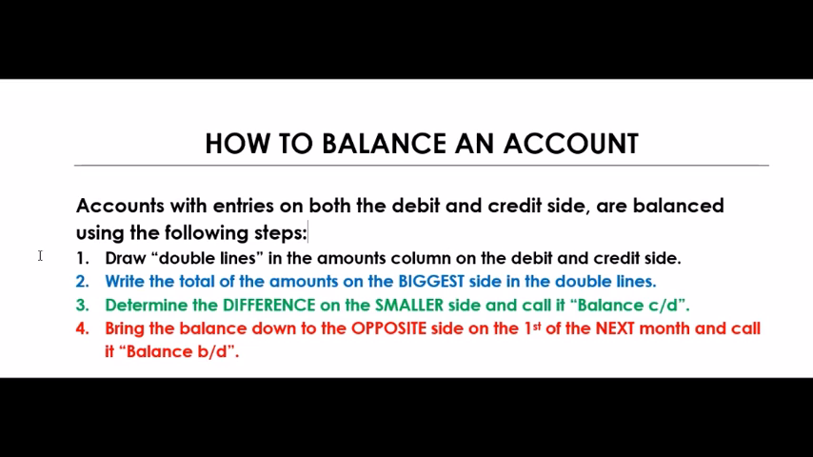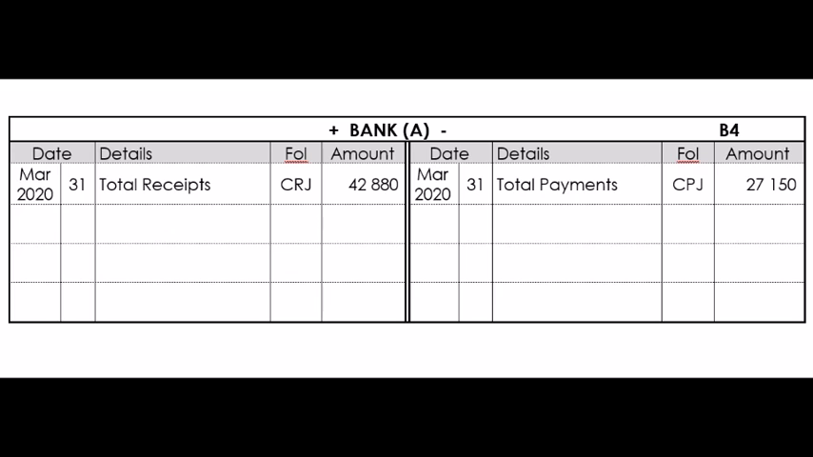The first step says draw double lines in the amounts column on the debit and the credit side. Now, this might be a funny step, but if you look at your bank account, it has total receipts on the debit side and it has total payments on the credit side. Then the first thing that you do is you need to ensure that there are double lines. Usually we give those to you, but if it's not given, then you have to draw them yourself.